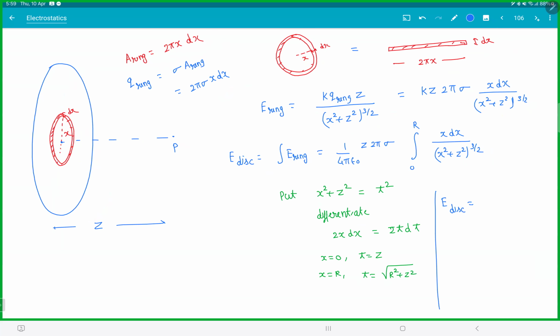E of the disk: 2 pi, that will cancel, sigma z by 2 epsilon integral. So in the numerator x dx is t dt. Denominator becomes t square, that is t cube. And limits will go from, in place of 0, t will now be z, and in place of r we will get root over r square plus z square. Can you see the integration became easy? It simply becomes the integration of 1 by t square. So that is the technique here, integration by substitution.